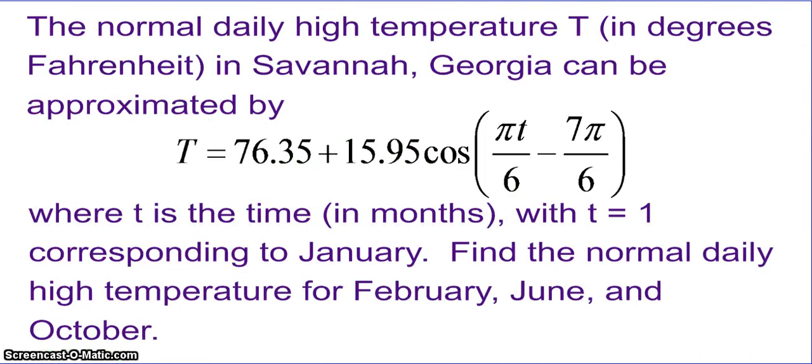Next one. So here's a word problem. The normal daily temperature, T in degrees Fahrenheit, in Savannah, Georgia, can be approximated by this equation, where little t is the time in months, with t equals 1 corresponding to January. I want you to find the normal daily high temperature for February, June, and October. So pause the video and unpause when you're ready to check.